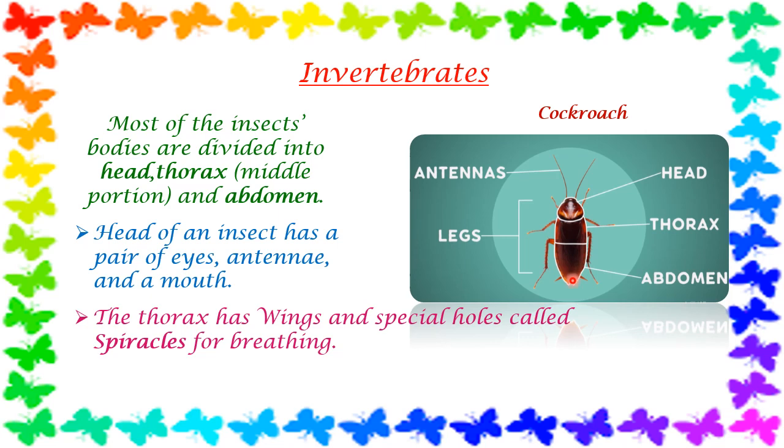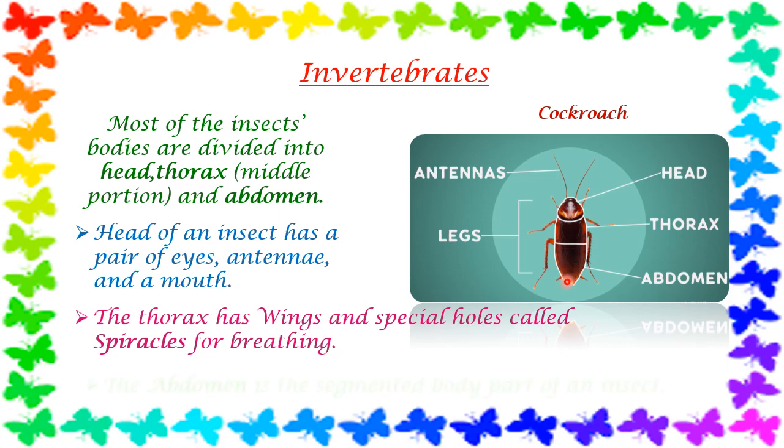So there are some tiny holes present on this particular region, the thorax, two pairs. Two pairs will be arranged on either side, and here like eight pairs. These are tiny holes called spiracles, which help in the breathing process in the cockroach.